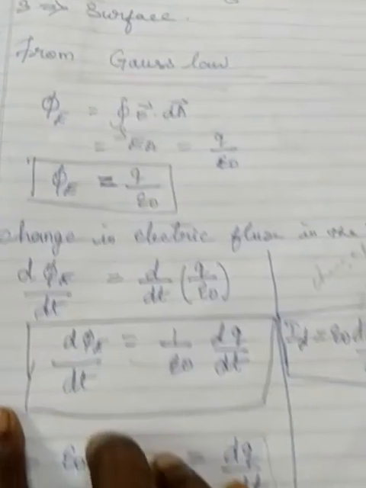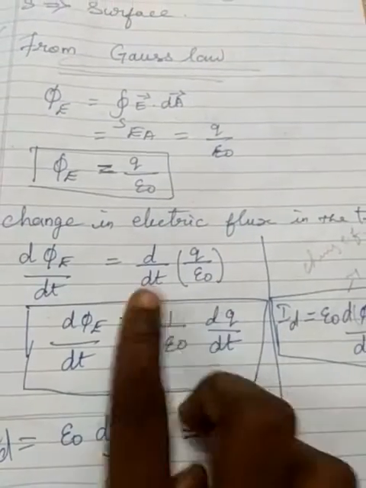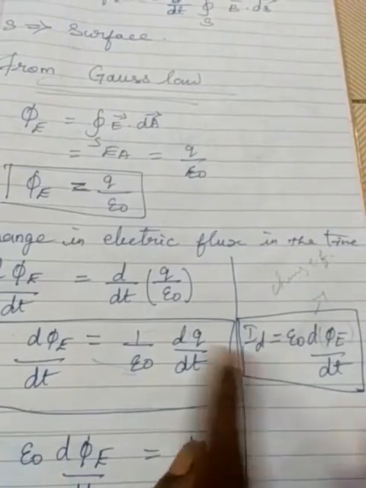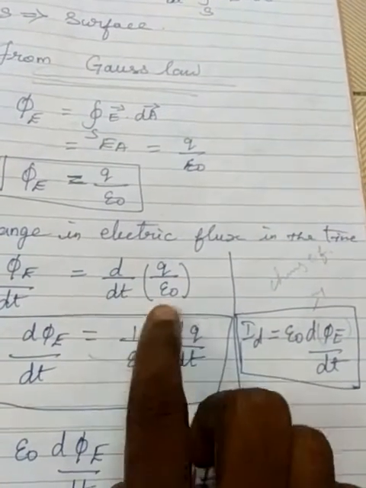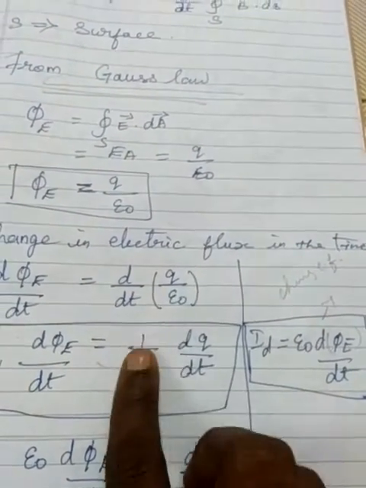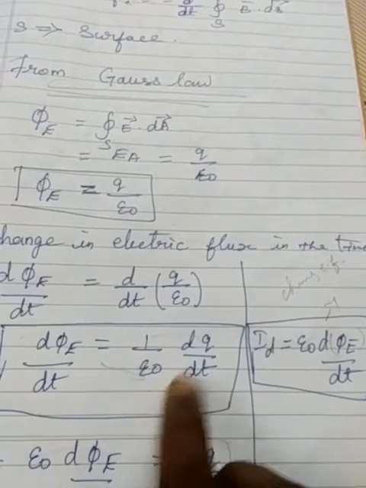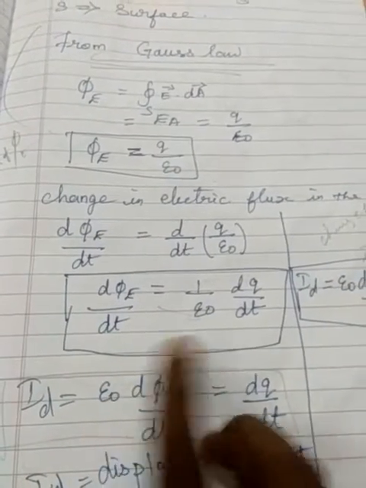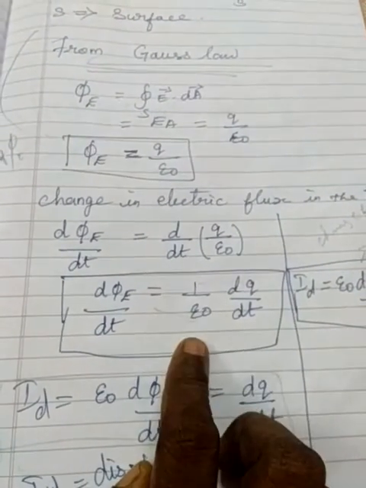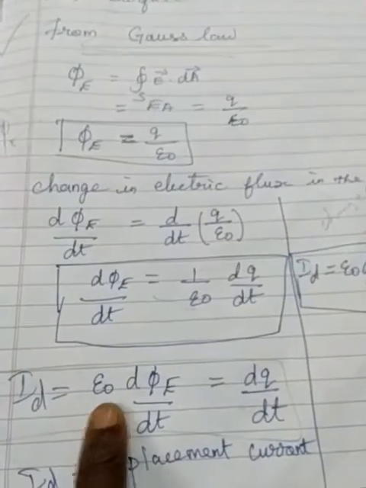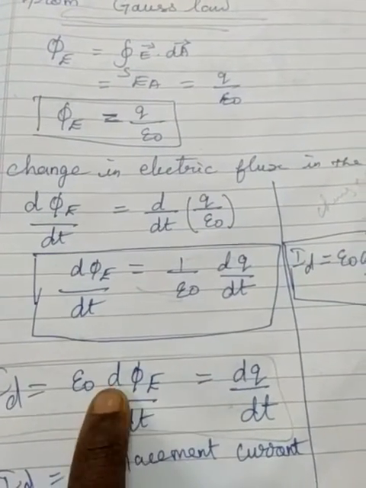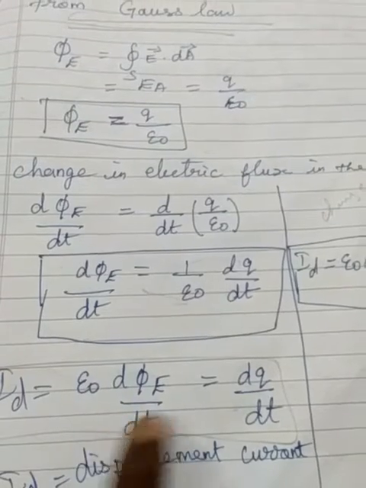So next, we bring the 1 by epsilon naught to the other side. Splitting it, we write 1 by epsilon naught dq by dt. Next, cross multiplying, bringing the 1 by epsilon naught to the other side, we get epsilon naught d phi E by dt.